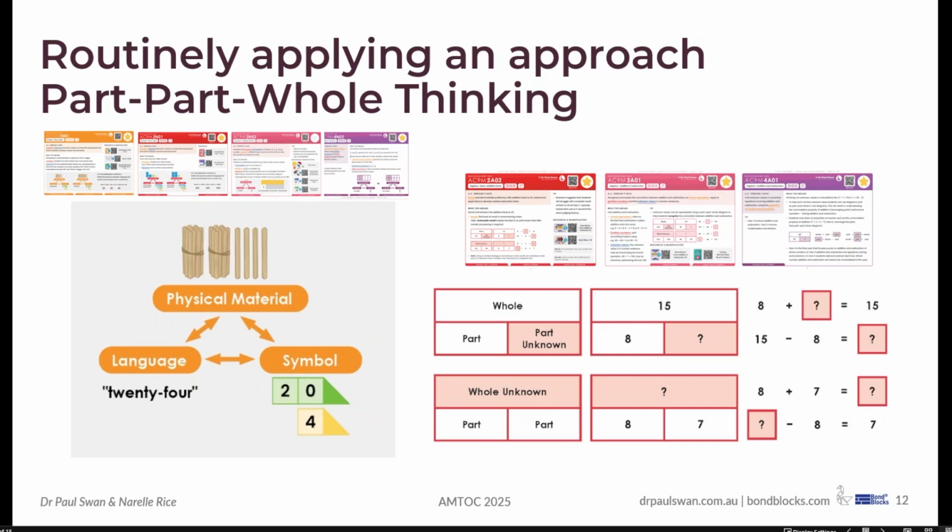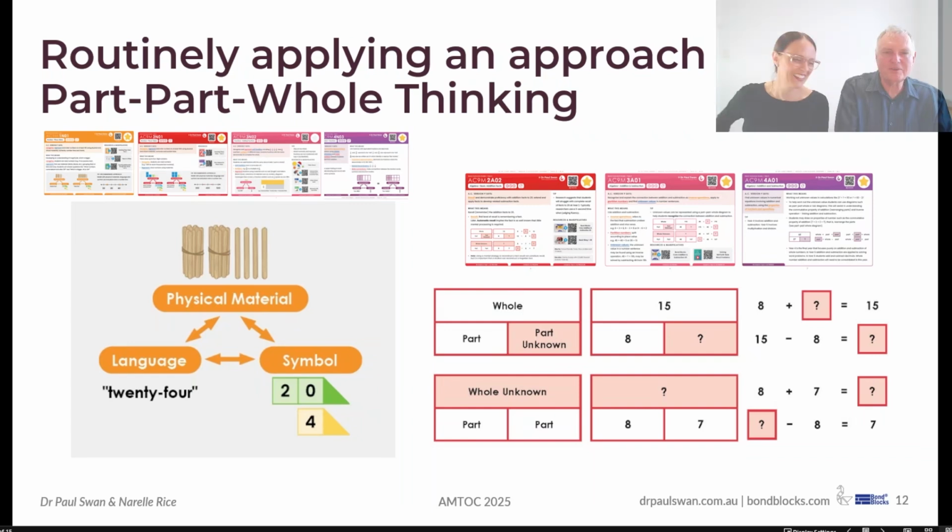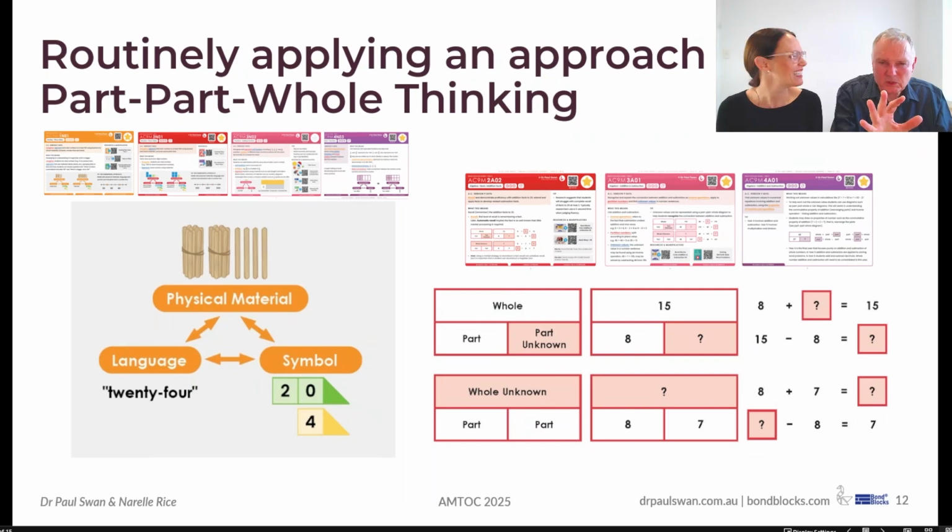From the bundling of the sticks, we developed the oral language of 24, and then we have the symbol 24, and all of that sort of thing. We used arrow cards there, but can you see that three-way triangle? It's not just a single way; it's going both ways. And here's a tip: if you have difficulty with teen numbers, Narelle's made a bundle of little videos to talk about that difficulty. But that's not our purpose today.